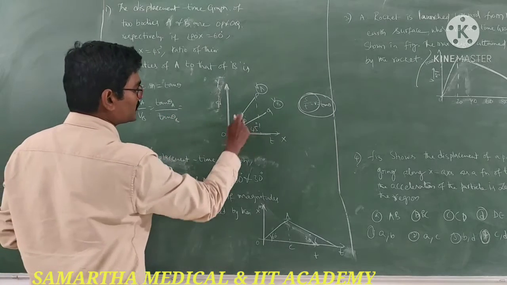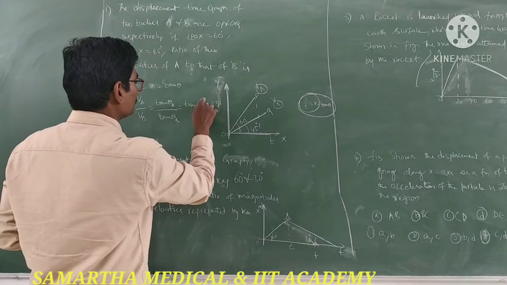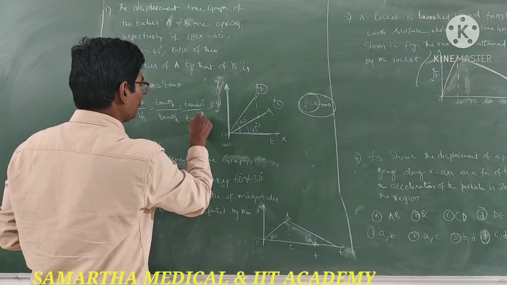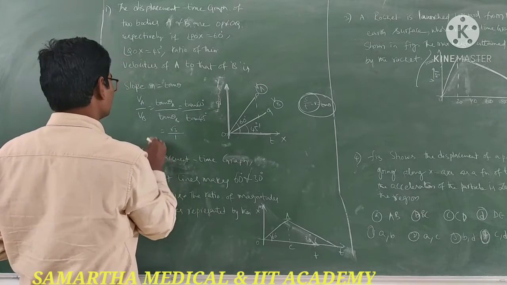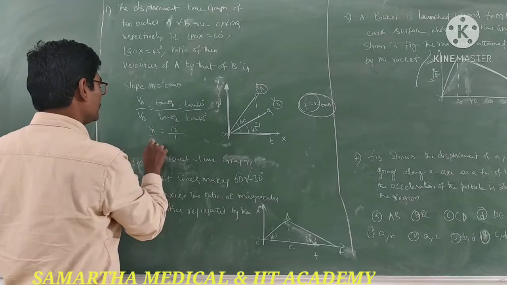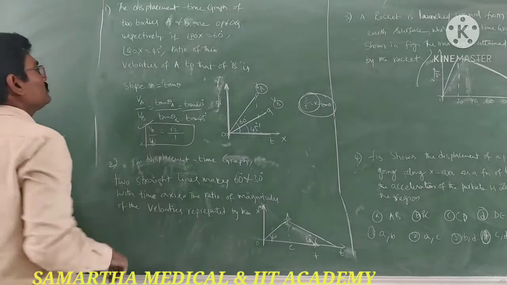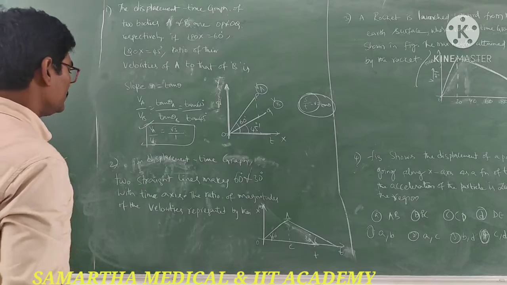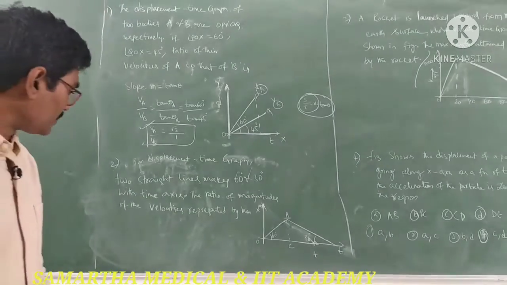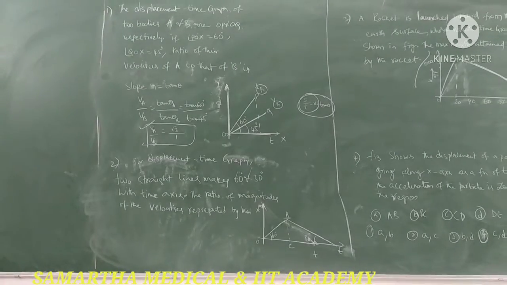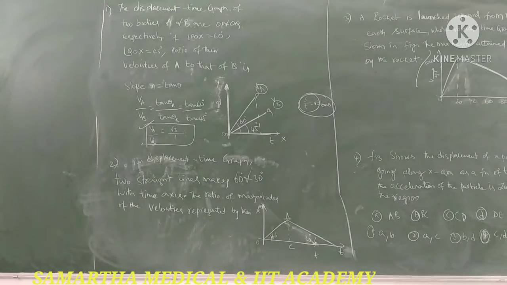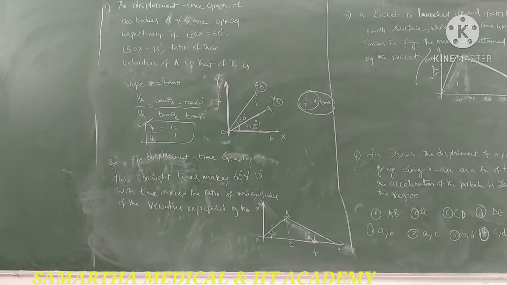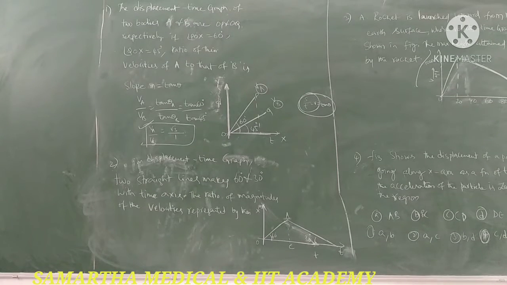So what is tan theta A? Tan 60 by tan 45 degrees. So tan 60 is root 3, and tan 45 is 1. So the answer is VA by VB is root 3 is to 1. Right? Next, go to another question.